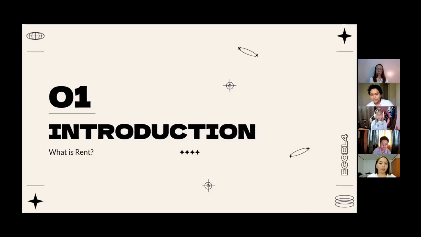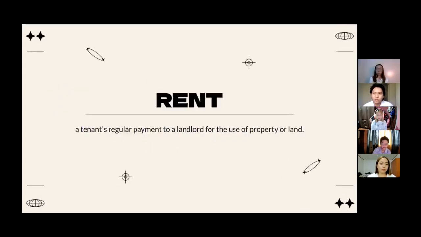So, an introduction. What is rent? Rent, in its simplest terms, is the tenant's regular payment to a landlord for the use of property or land. So, if you are a dormer from the province and you are willing to go to school in the NCR or Manila, you are going to pay rent for your dorm because you are using the dorm to live or stay there. Next slide, please.